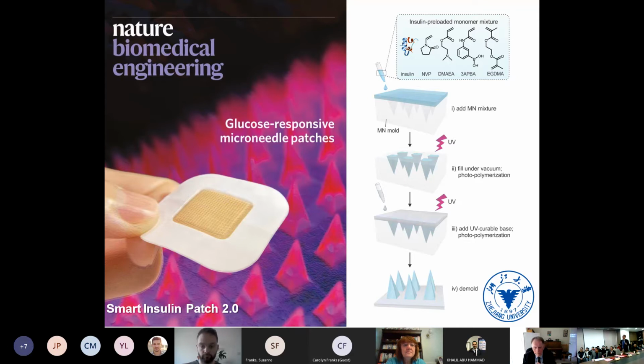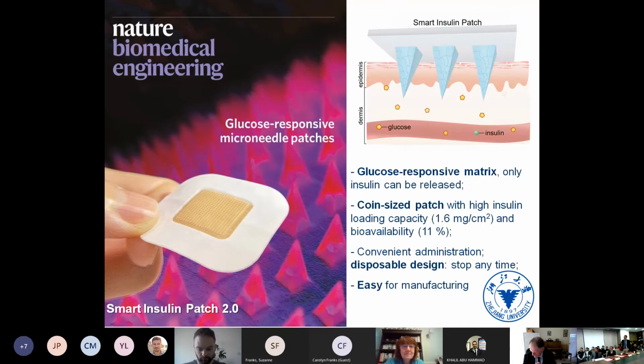One monomer is glucose responsive, and originally it has a neutral charge. Once the glucose level goes high, it becomes negatively charged. So once glucose level goes high, the affinity between the insulin and the microneedle array patch decreases, and insulin can be released from the system. The remaining monomer has two double bonds, so it can serve as a cross-linker to cross-link the matrix of the microneedle array patch. So now the whole matrix is glucose responsive.